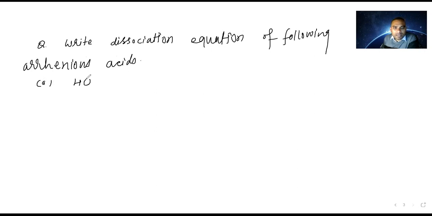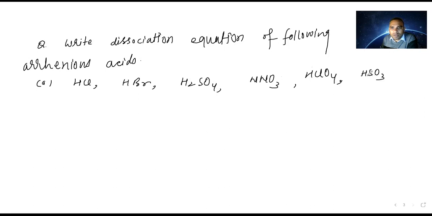Here we are having HCl, then HBr, then H2SO4, then HNO3, the next one is HClO4, then H2SO3, etc. They are asking to write the equation. So you got to know what the Arrhenius acids are. Can you please write down this one and tell me?